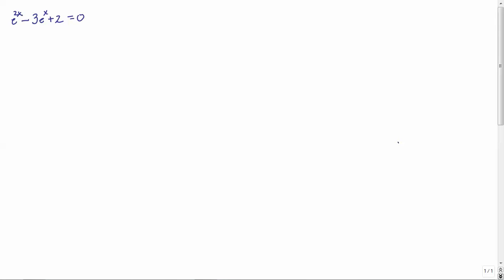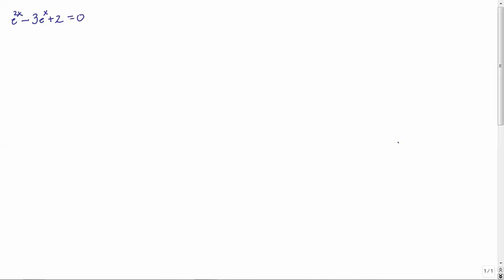This is an example of another equation where we need to understand the laws of logarithms and exponentials in order to solve for x. So we're given the equation e raised to 2x minus 3e to the x plus 2 equals 0, and we're trying to solve for x.